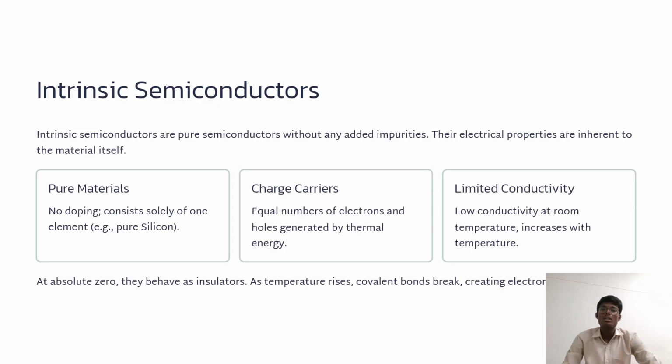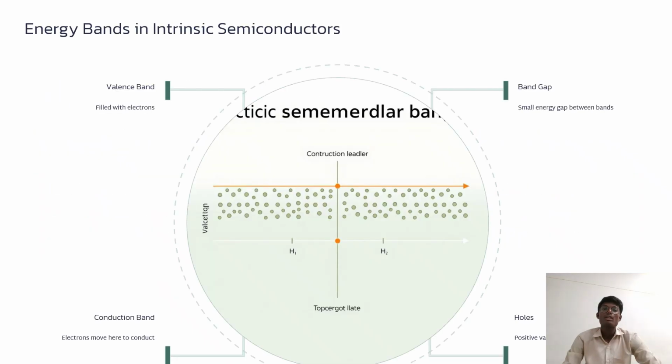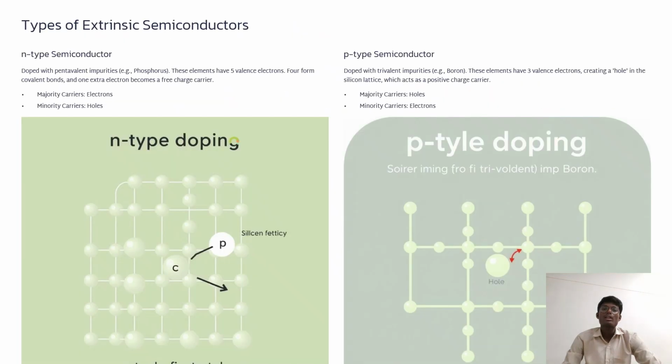They have low conductivity at room temperature, which increases with temperature. At absolute zero, they behave as an insulator. As the temperature rises, covalent bonds break and release electrons. This is about intrinsic semiconductors. Next, we discuss extrinsic semiconductors.